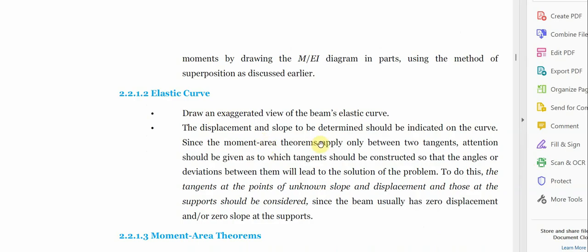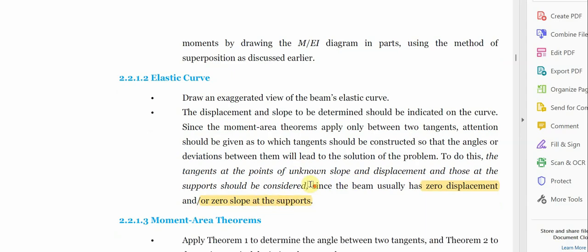Now, since the moment area theorem applies only between two tangents, attention should be given to which tangent should be constructed so that the angle of deviation between them will lead to the solution of the problem. To do this, the tangents at the point of known slope and displacement and those at the supports should be considered, since the beam usually has zero displacement and or zero slope at the support. Note this is very important.